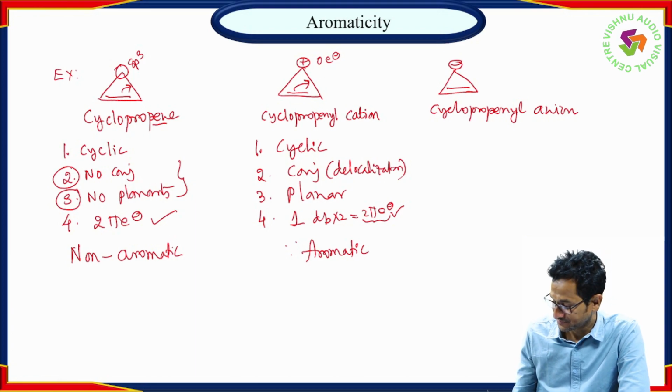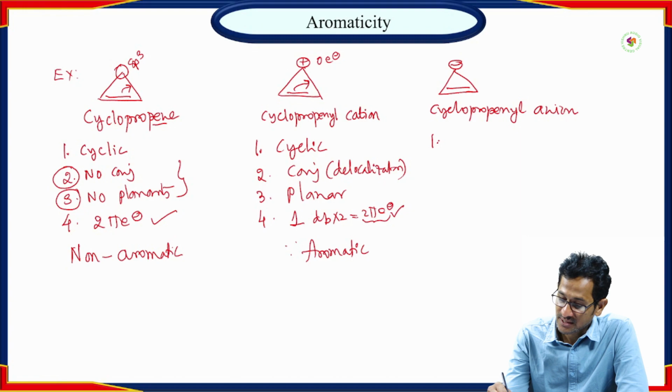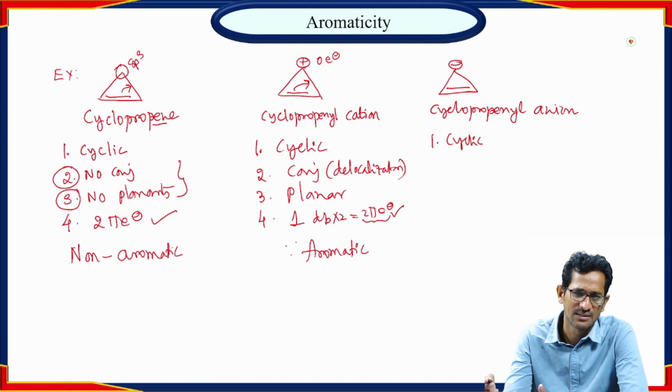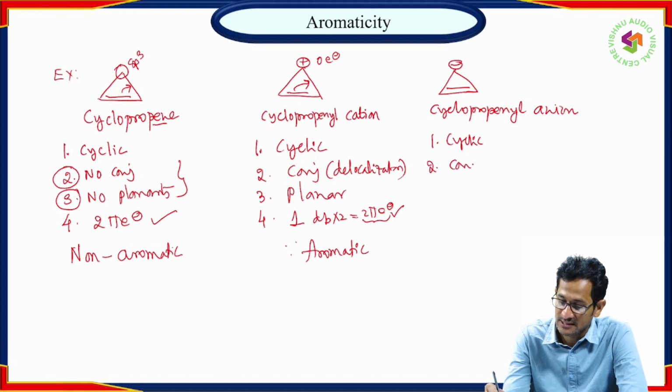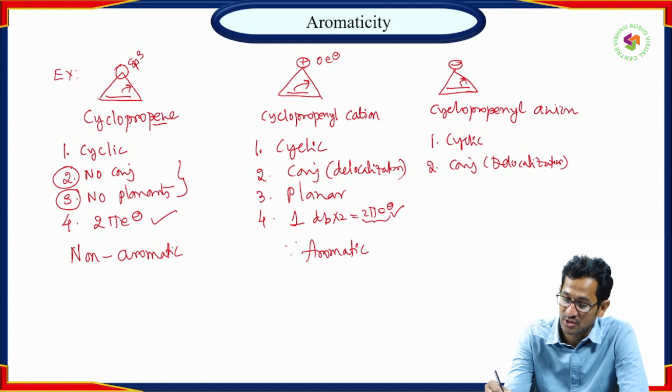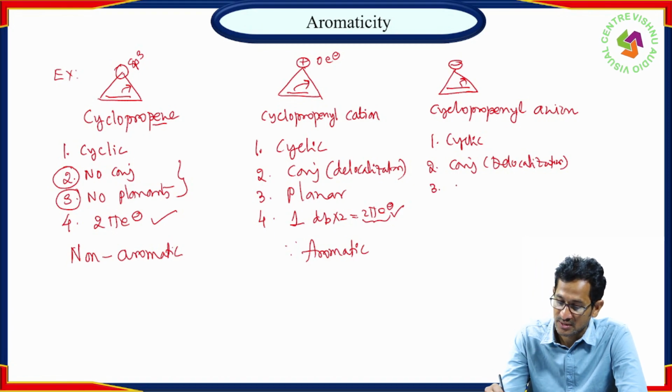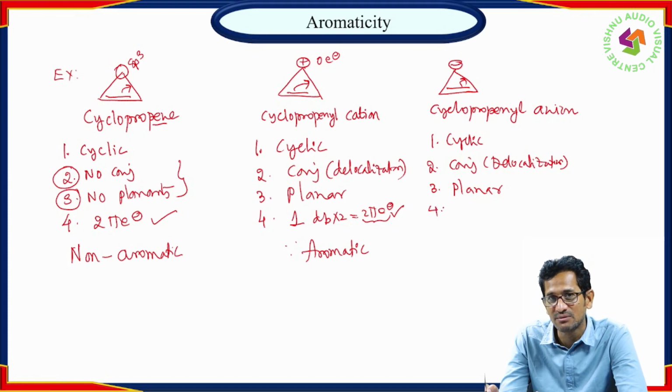Cyclopropenyl anion. The first condition is cyclic in nature. That is observed because by seeing the structure, we can say whether it is cyclic or not. The second one is conjugation, delocalization. Delocalization is observed because the negative charge is in conjugation with the double bond. So once it is conjugated, it is a planar compound. Planar, obviously. The fourth one is we have to see whether it is a Huckel's number or not.